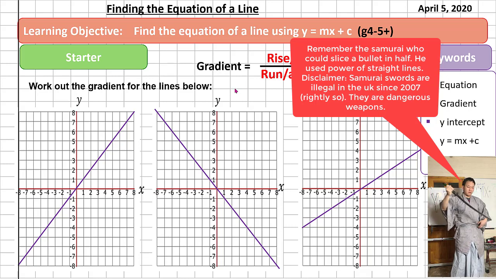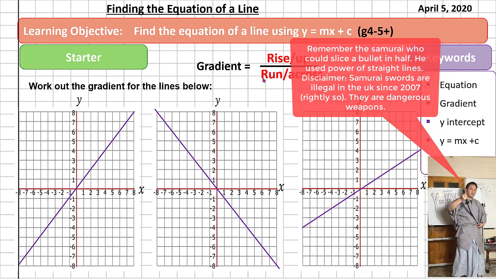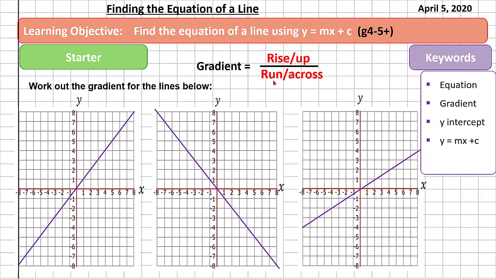This is the starter. The gradient is the rise, so how far up it goes, divided by the run, or across. Run is how far across, how long it goes across the x-axis. So let's look at these questions. Give them a go yourself. Pause the video and I'm going to go through it.